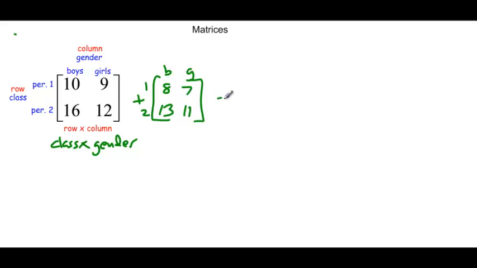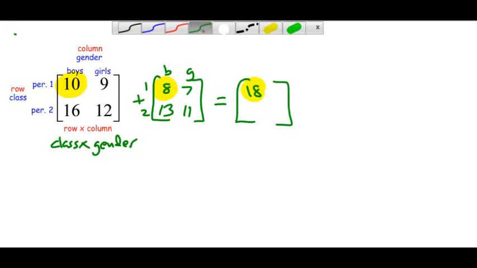And if I want to add those together, what we're looking at is corresponding positions. So like 10 and 8 would form the final answer of 18, which would go here. And notice those are the same spots right there. Okay, so let me go ahead and finish the numbers. We got 9 and 7, which should be a 16. 16 and 13, which is 29, and then 12 and 11, which is 23. Okay, but notice corresponding positions.